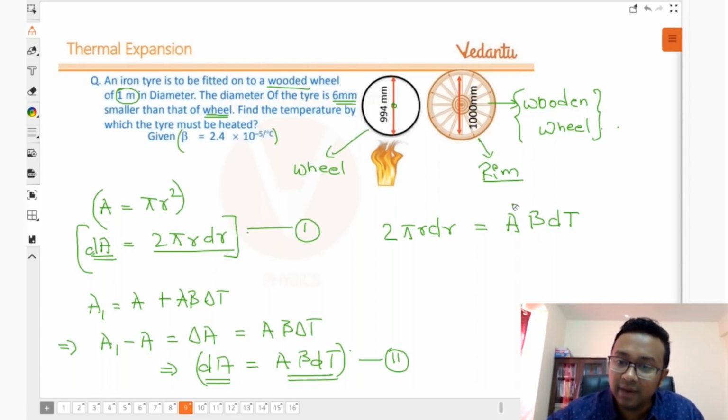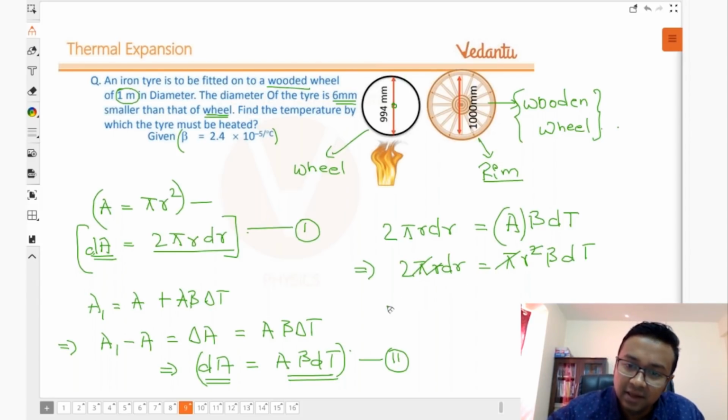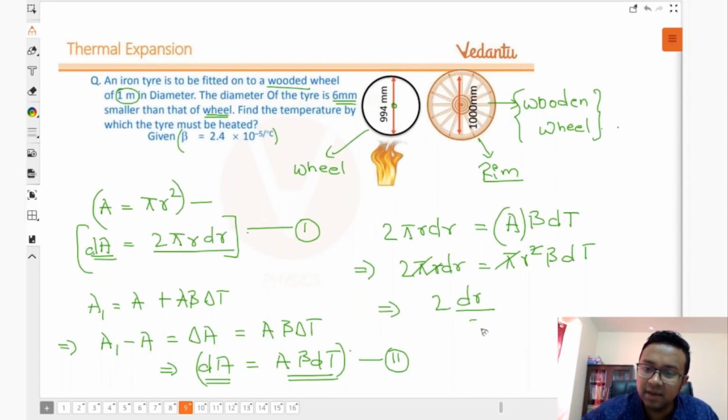Okay. Now here, my dear students, what is this? This is the original area. So this is like pi r square. So I can write 2 pi r dr is equal to pi r square that we had taken out here into beta into dt. So pi is going to cancel, 1 r and 1 r is going to cancel, which is going to give me nothing but 2 times dr by r is equal to beta dt. Clear? So students, we can now go ahead and solve this problem.